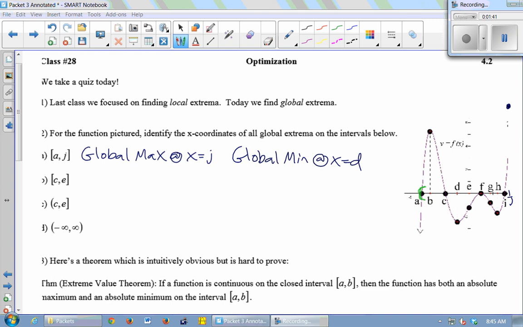Good. Now what if you just look at the interval from C to E? Just this interval here. What is the highest point? C. Global max at x equals C. And the very lowest point in that interval? D. Global min at x equals D again.